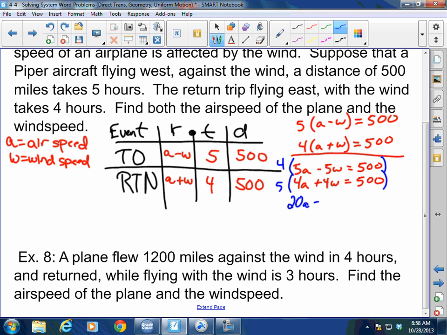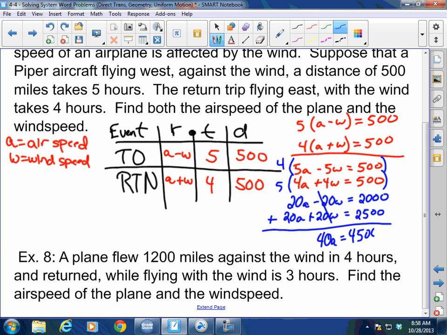20A minus 20W equals 2,000 plus 20A plus 20W equals 2,500. The W's cancel out, and I've got 40A equals 4,500. When I divide by 40, A will equal, I think it's 112.5. Yeah. So that's 112.5, and this was miles per hour.